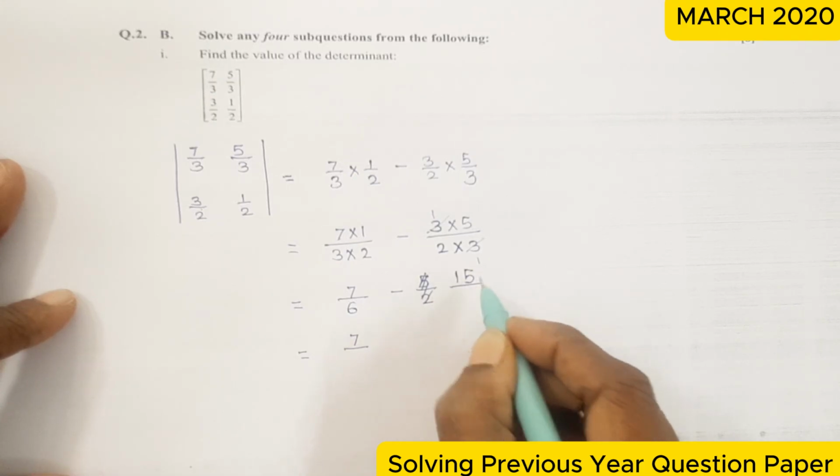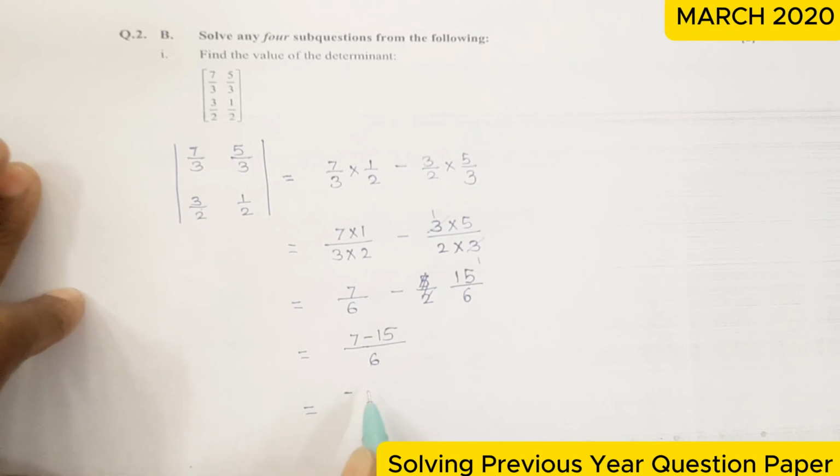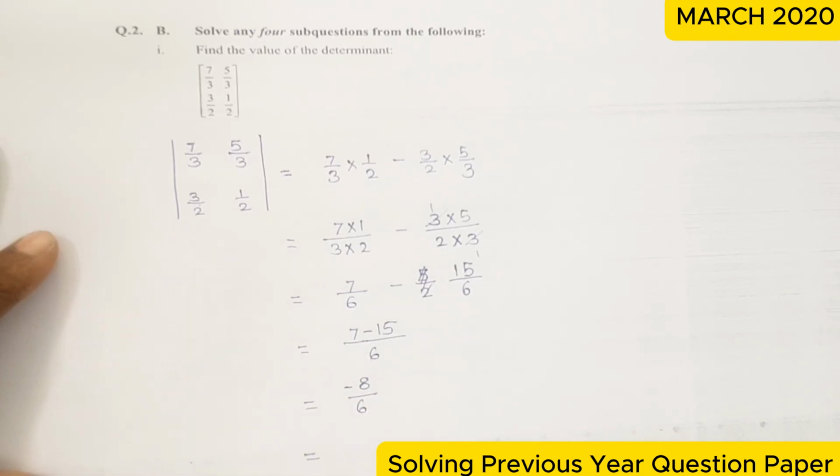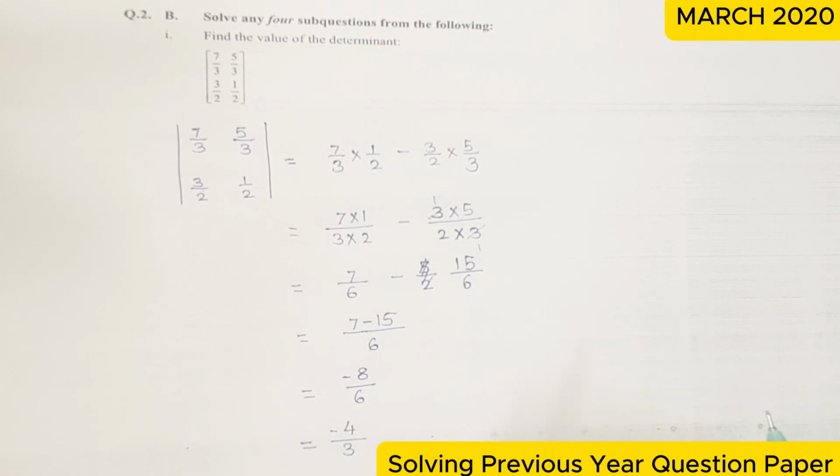So 3 fives are 15, 2 threes are 6. So now here 7 minus 15 upon 6. That means here students, minus 8 upon 6. In the simplest form we write, 2 threes are 6, 2 fours are 8. So here students, the value is minus 4 upon 3. Okay, minus 4 upon 3.